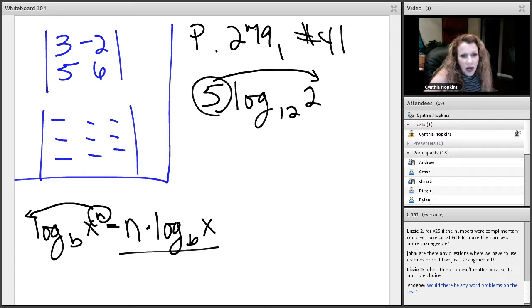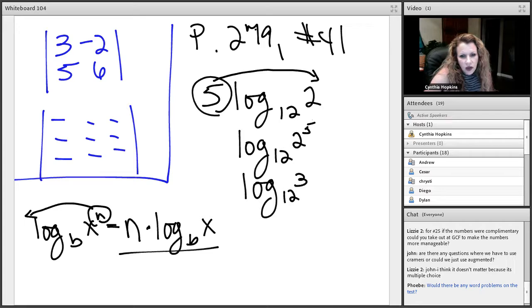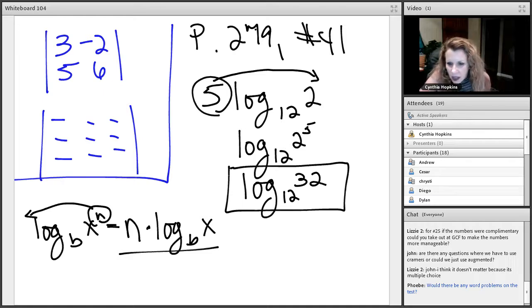Okay, so I'm going to take this 5 and bring it to the end. I'm going backwards from that property that I just wrote. So I get log base 12 of 2 to the 5th, and so I'm going to evaluate the 2 to the 5th. So I have log base 12 of 32. And there is a single log of a single argument. So that's my answer.